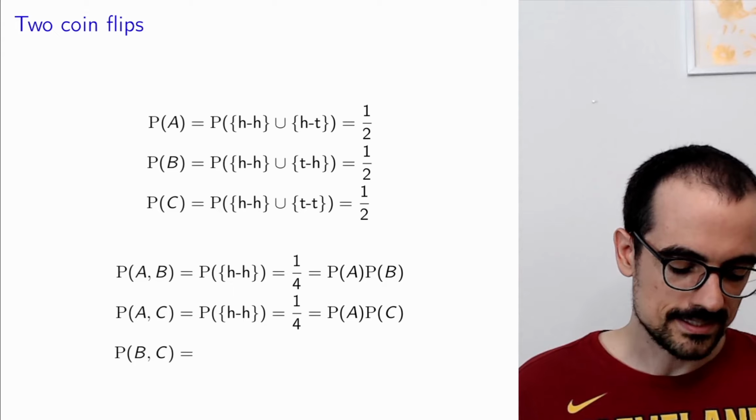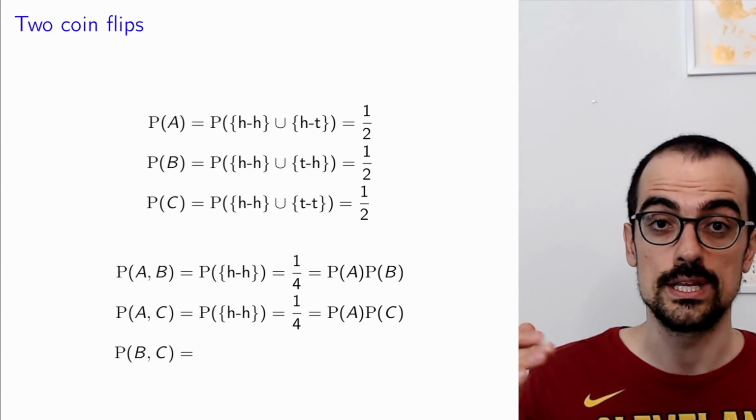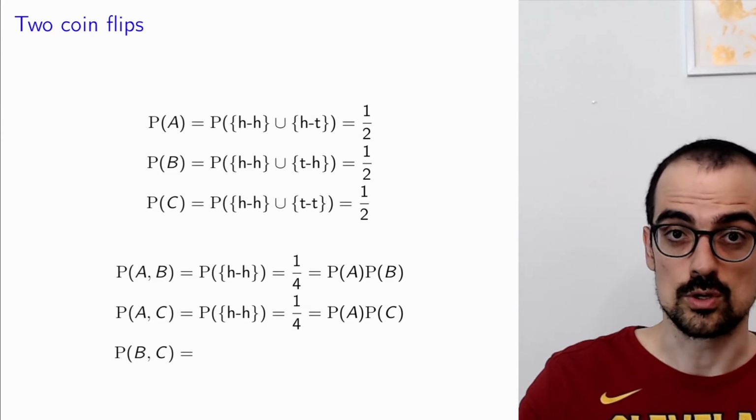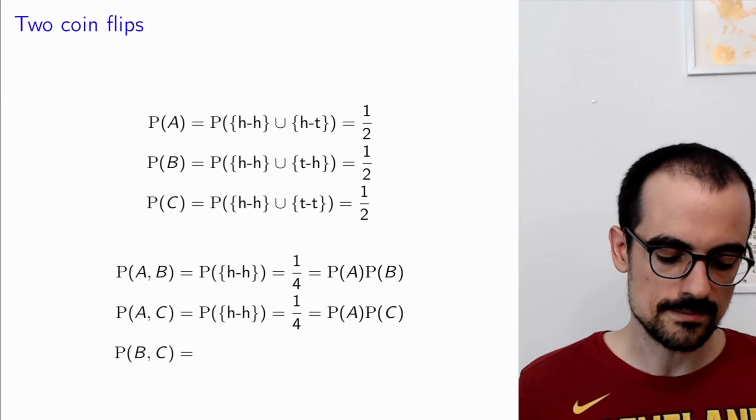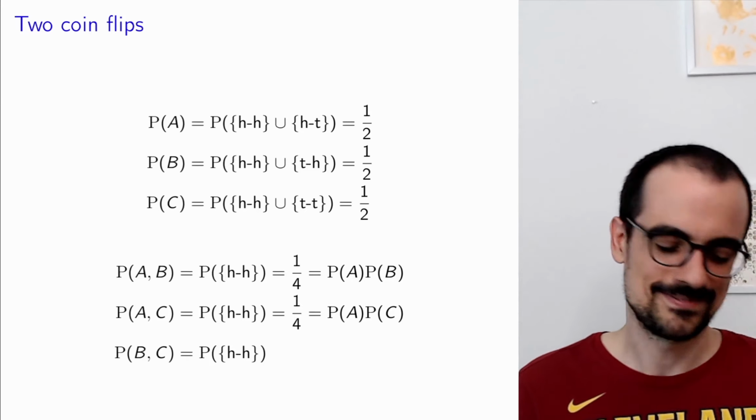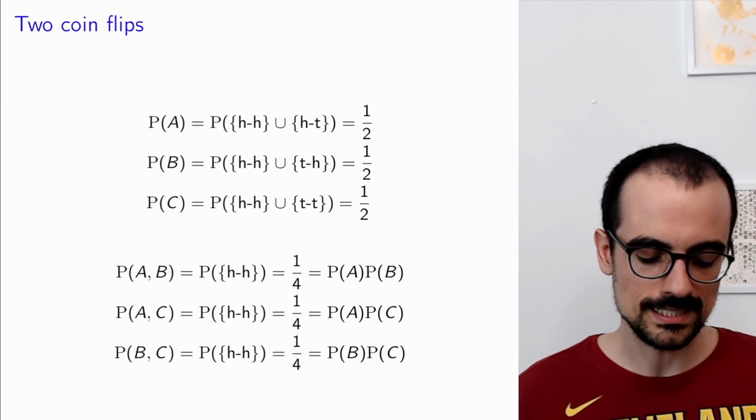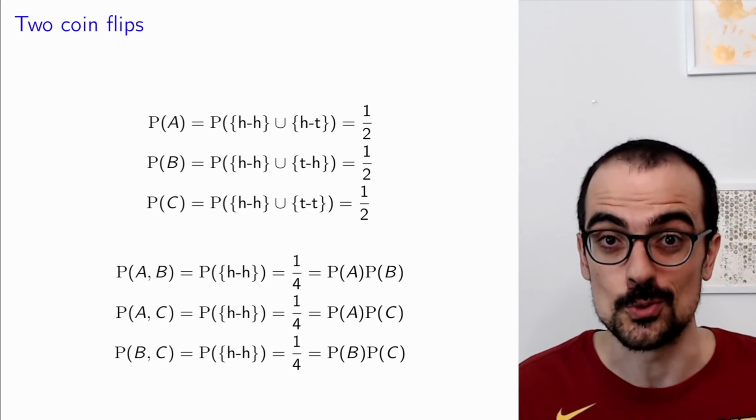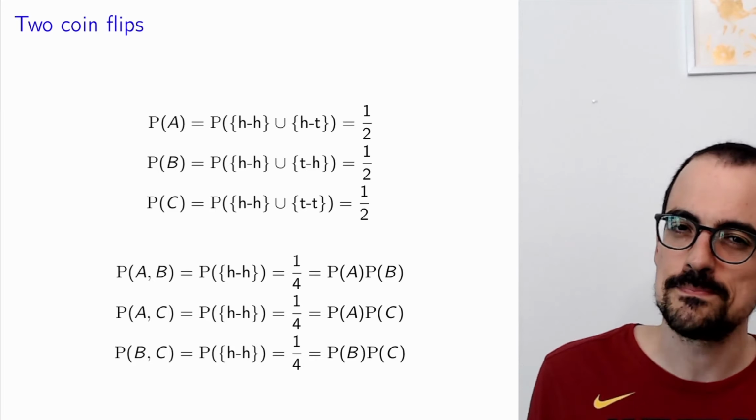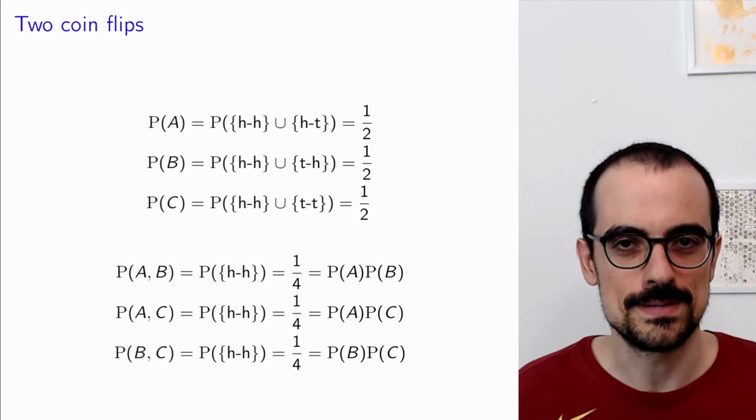What about B and C? What's the intersection between the event, the second coin flip is heads and both coin flips are the same? It's exactly the same one again. Again, 1/4. Again, the product of the individual probabilities. So it turns out that B and C are also independent. Does this mean that A, B, and C are completely independent?